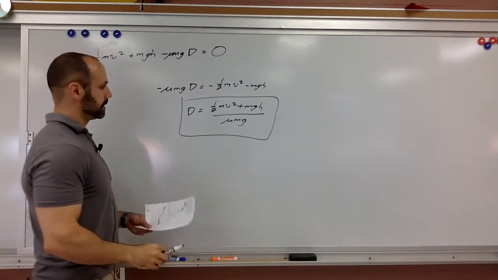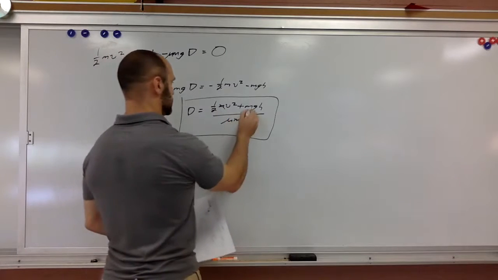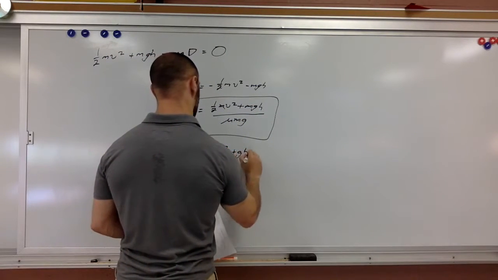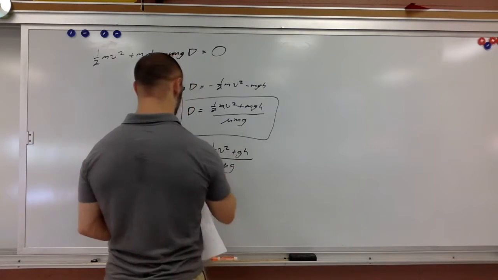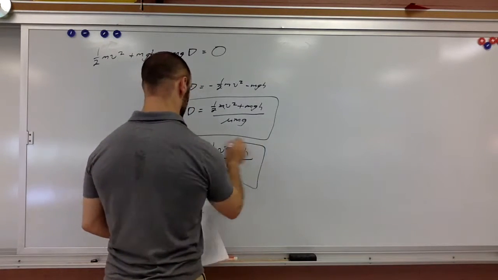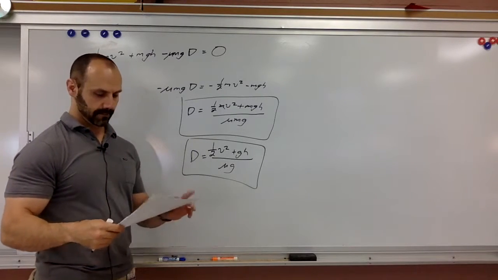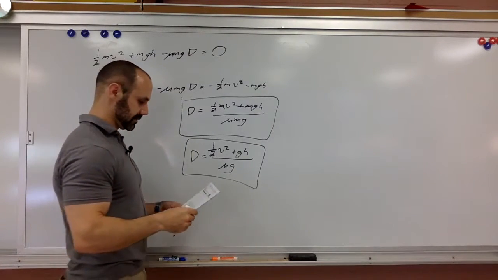Okay. And we can cancel out m, simplify this a little bit so it looks a little neater: 1/2 v squared plus gh over mu g. Interesting to notice then that the distance this goes is independent of the mass. Okay, example 4.